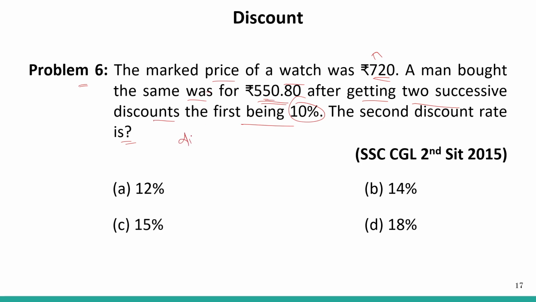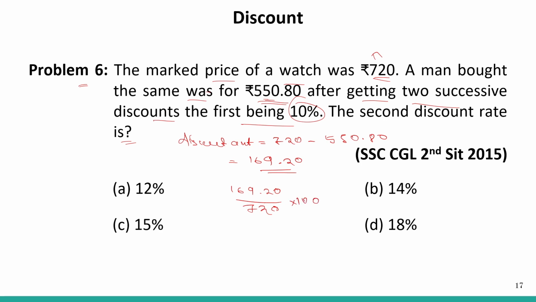So the discount amount is equal to 720 minus 550.80, right? So it will be 169.20. Okay, so this much is the discount amount. So what is the discount percentage? Okay, so the discount percentage will be 169.20 by 720 into 100.